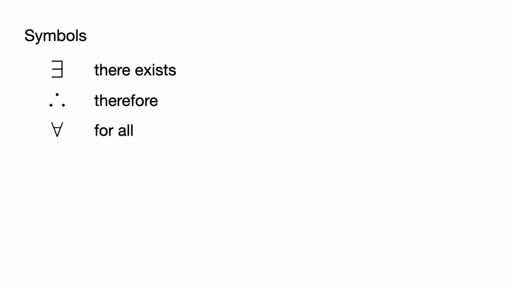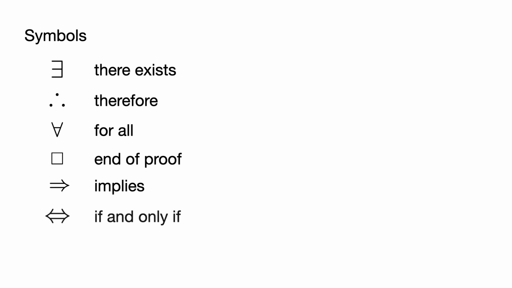Here are some symbols. This backwards capital E means there exists. These three dots mean therefore. The upside down A means for all. The square means end of proof. This right arrow means implies. The double right arrow means if and only if. And arrows pointing at each other means there's a contradiction.